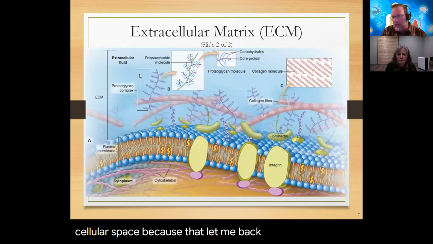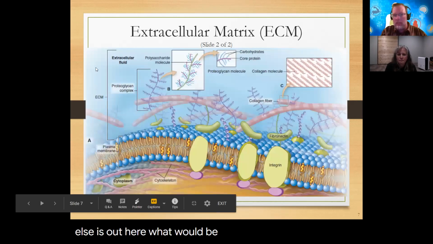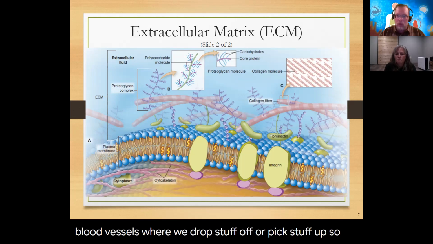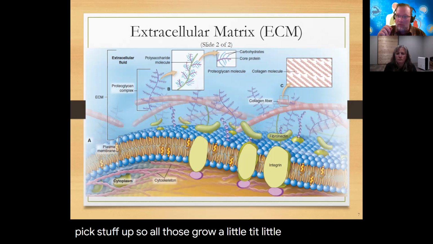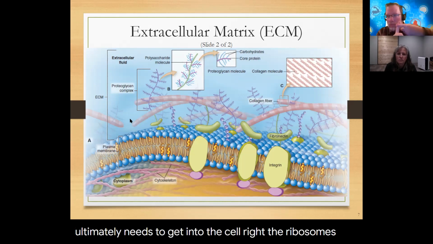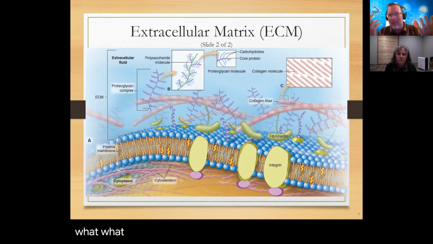What else is out here? What would be out in this area? We would see a capillary network more than likely, and capillaries are the blood vessels where we drop stuff off or pick stuff up. So all those micro little bits of vitamins and minerals, and the amino acids and the glucoses and all the stuff you've consumed, remember, it ultimately needs to get into the cell, right? The ribosomes are what you eat it, but really it's the cells that are consuming it, right?